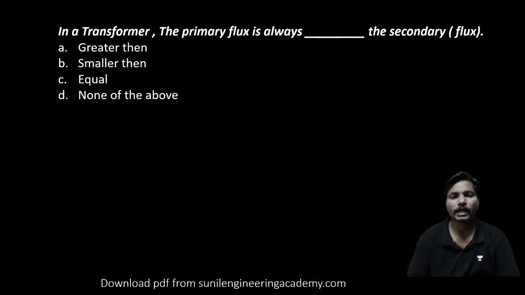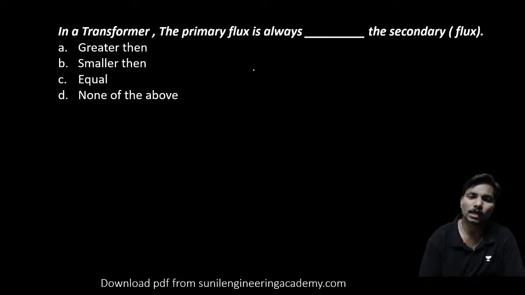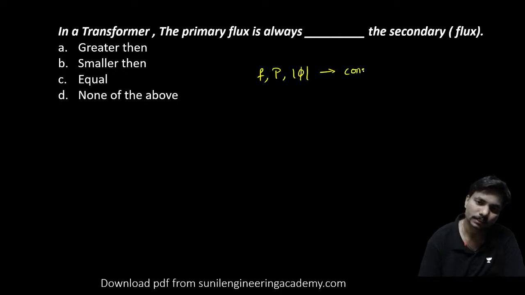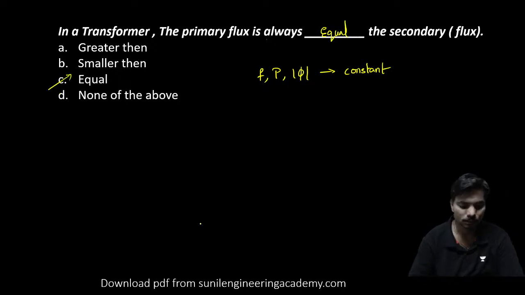In a transformer, the primary flux is always dash the secondary flux. Come on fast, guys. Just now I said, which are the constant terms? Frequency, power and magnitude of flux are all constant. So whatever the primary flux is, that is always equal to the secondary flux. We can give the answer as option C.